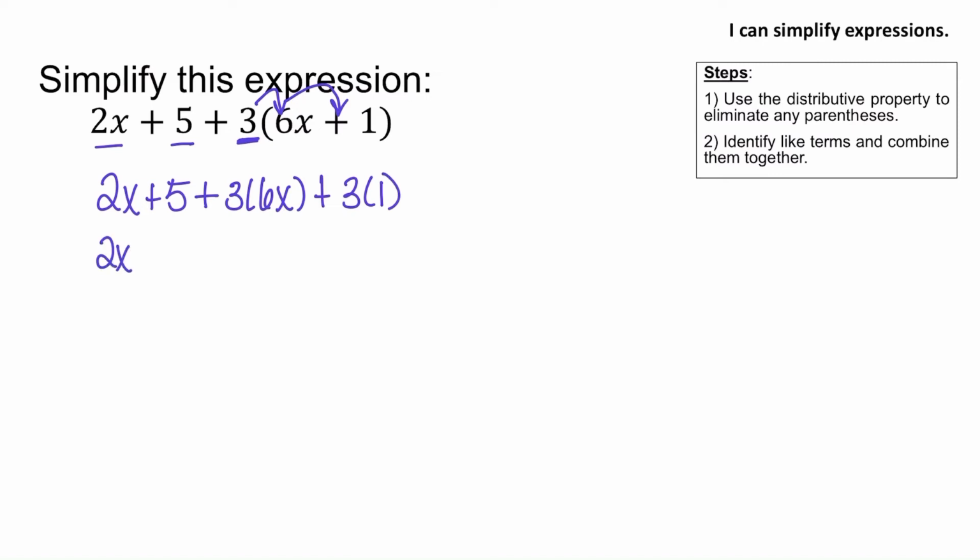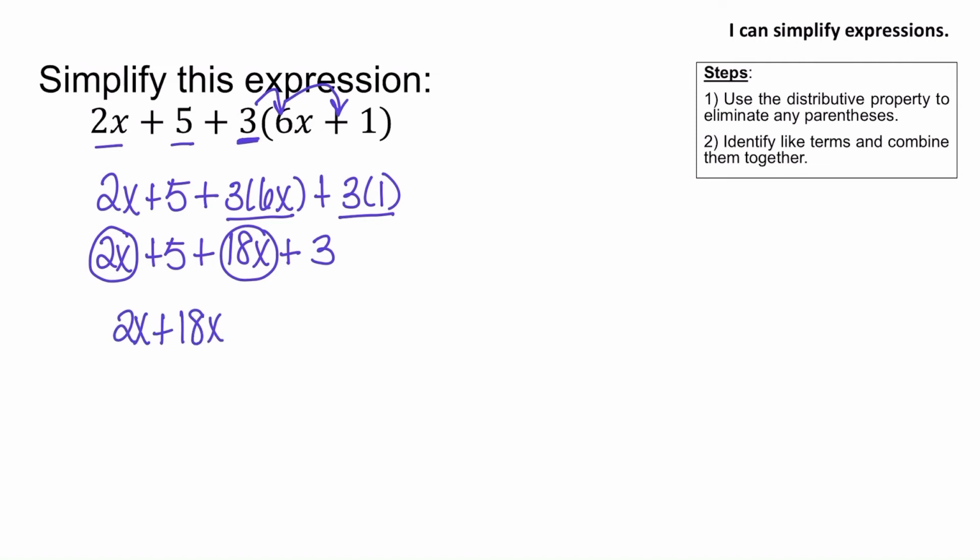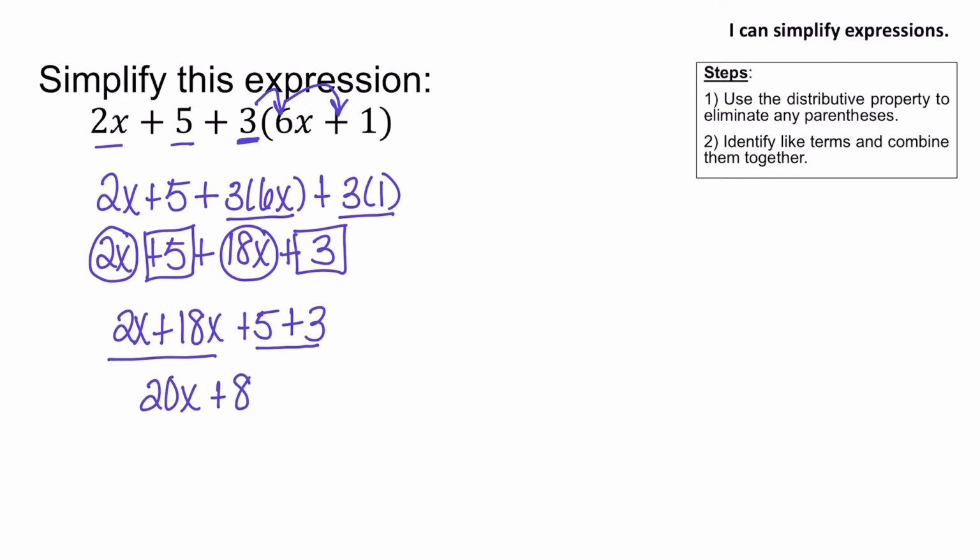So 2x plus 5 plus 3 times 6x is going to be 18x plus 3 times 1 is going to be 3. So now let's put our like terms all together. So I have 2x and I have an 18x. So let's write them together. And then I have a 5 and a 3. So I'm going to write plus 5 plus 3. Now I'm going to combine these like terms. So 2x plus 18x will give me 20x. 5 plus 3 will give me 8. So that is now our simplified expression.